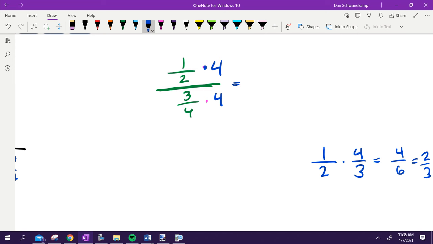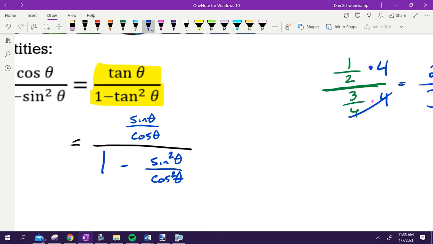Let's see how that works here. 1/2 times 4, what's that going to get me? 2. Those 2 4s would cancel. Oh, 2/3. Oh, yeah, same thing. Clearing the fraction, we multiplied by the denominator to get rid of it. Multiply the top and the bottom. Let's use that same idea over here.